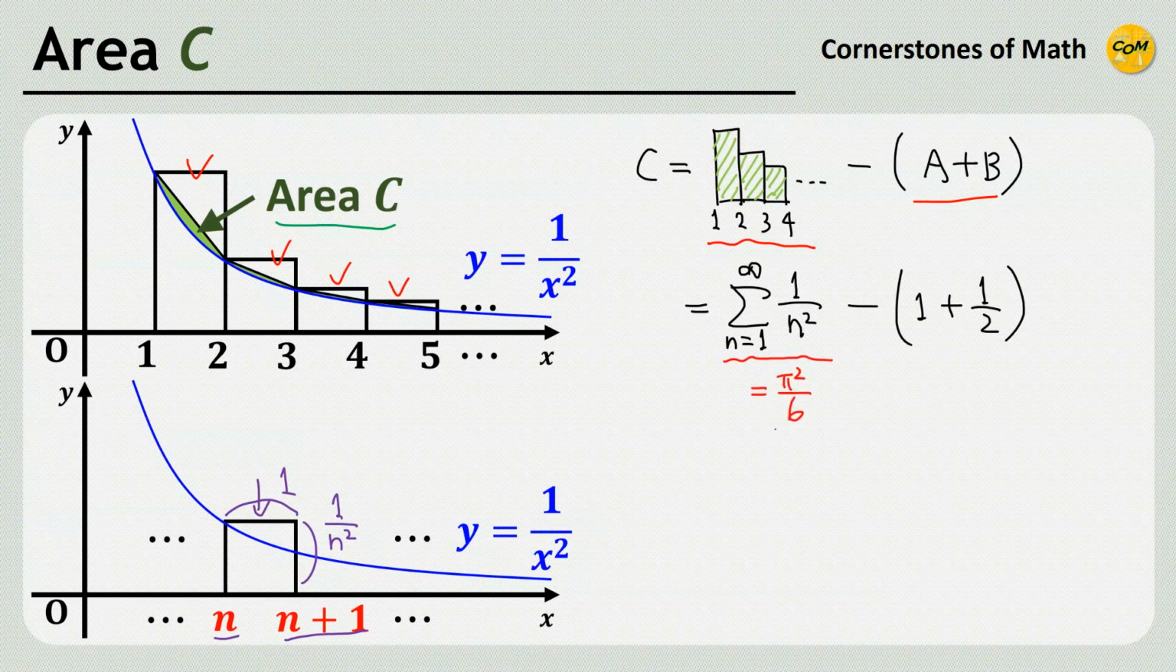And now it's time to use the given value for the sum of reciprocals of squares. Then we obtain pi squared over 6 minus 3 over 2, or we can write (pi squared minus 9) over 6.